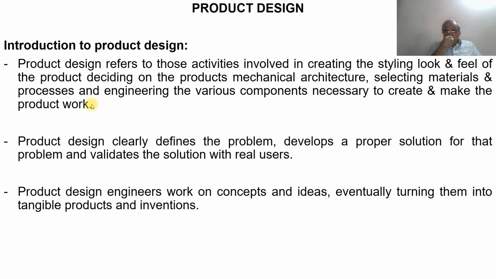to work. So that means we should have the complete aesthetic appearance of the product. You should have a mechanical architecture. We should have a proper selection of materials and proper processes, and engineering of the various components necessary to create the product. So that means we have to create the product and make it work. This is the main function, or the main aim, of product design.